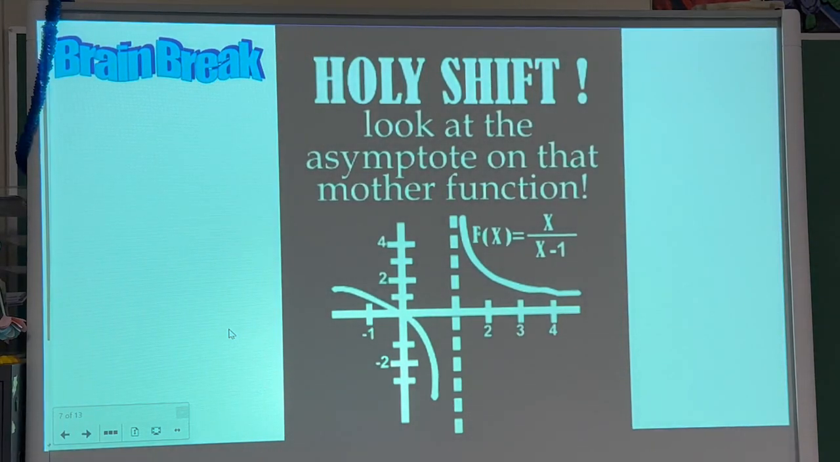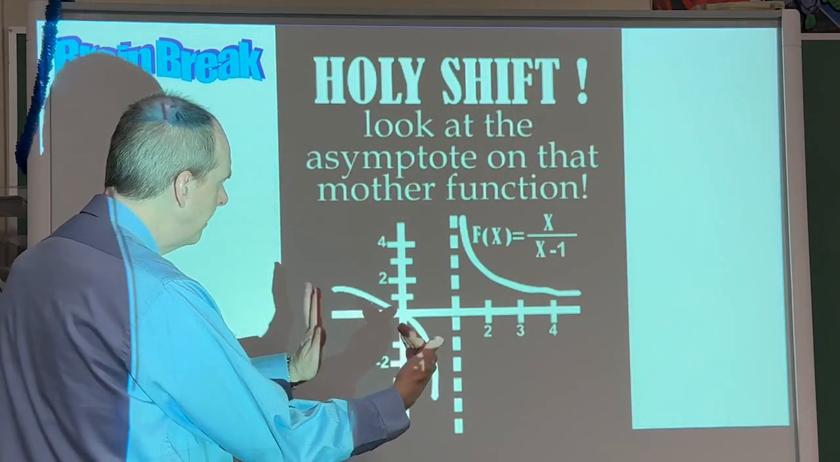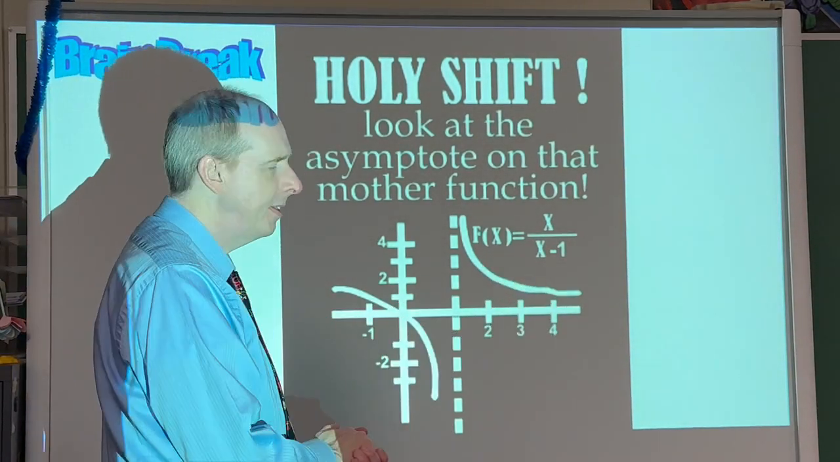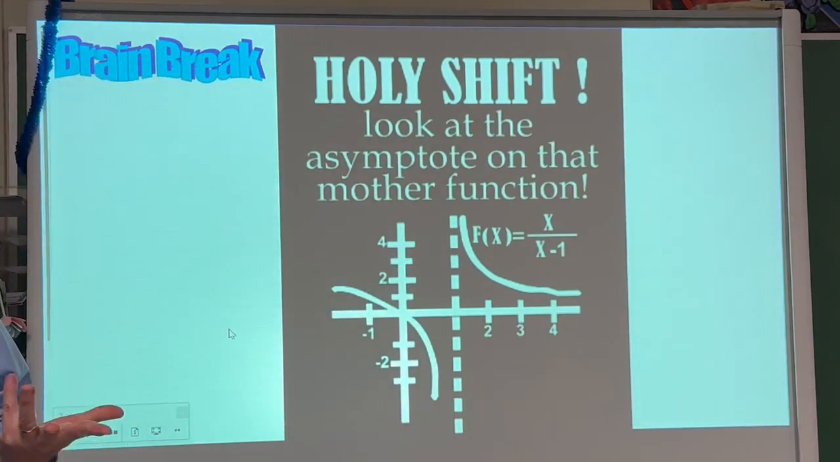Holy shift, look at the asymptote on that mother function. Yeah, see, we've got a rational function here. It's been shifted to the right. That's your x minus 1. And we've got that vertical asymptote right there.